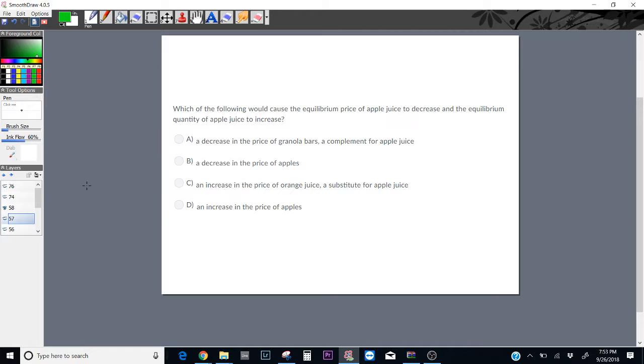Question number 58. Which of the following will cause the equilibrium price of apple juice to decrease and the equilibrium quantity of apple juice to increase? Alright, so what's going to cause price to go down and quantity to go up? We kind of just touched on this in our last question. In order for price to go down and quantity to go up, there needs to be an increase in supply.